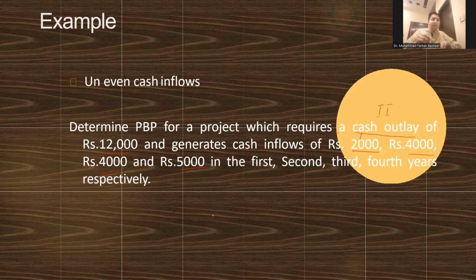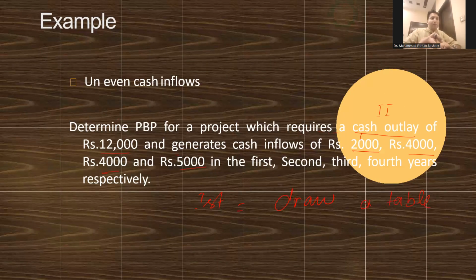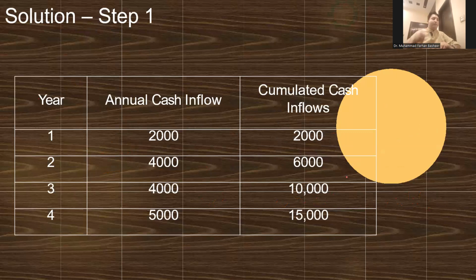And what is our first step? Remember, the first step in uneven is to draw a table. From this data, we draw a table: the first column will be year, the second will be cash flow, and the third will be cumulative cash flow. So let's solve this example. Here we have our first column of year, second column of annual cash flow, and third is cumulative cash flow.